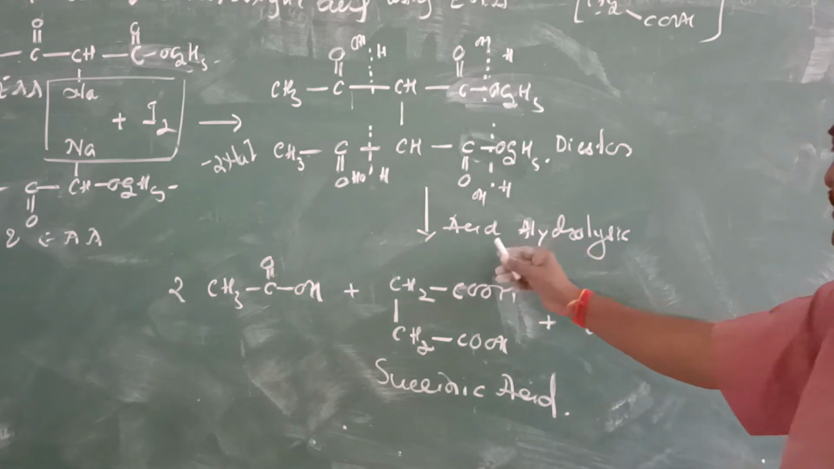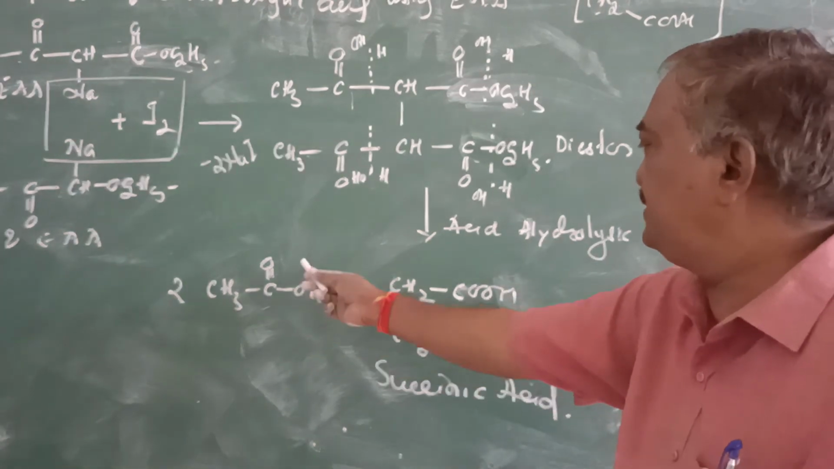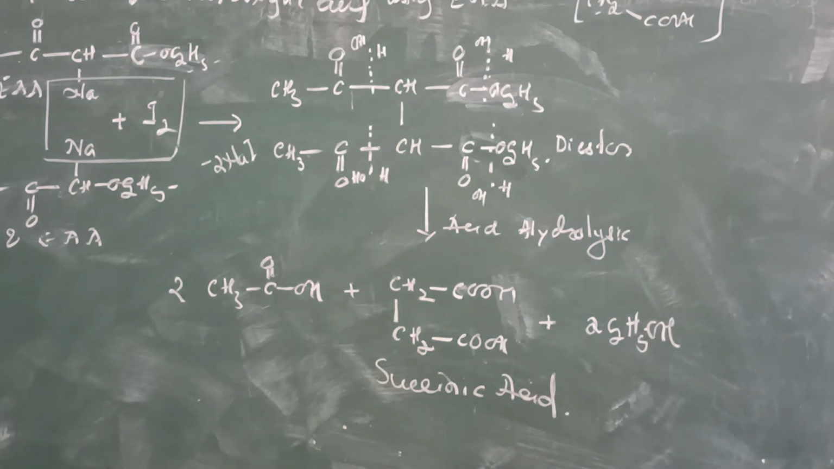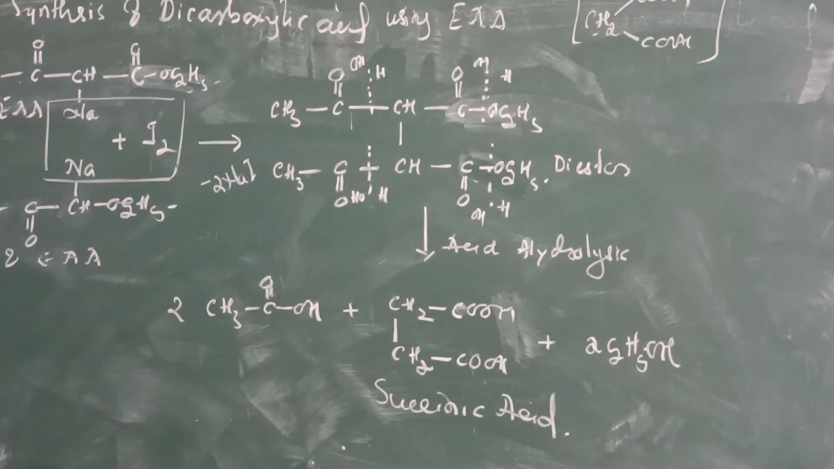On subsequent acid hydrolysis you will get CH3COOH, CH2COOH, CH2COOH and alcohol. So my point of the discussion is one can very easily convert this particular ethyl acetoacetate into a dicarboxylic acid very easily. Okay. Now this is the equation. Let us review again and confirm yourself. Right?